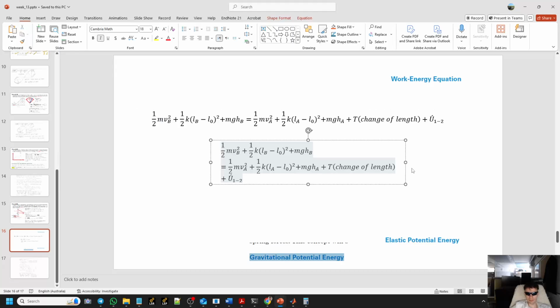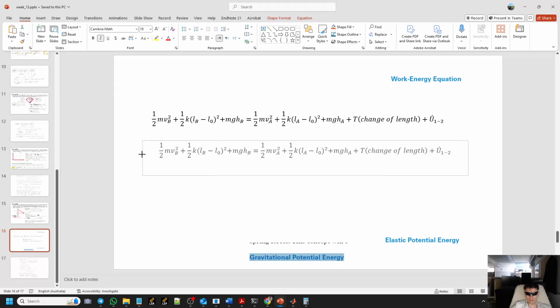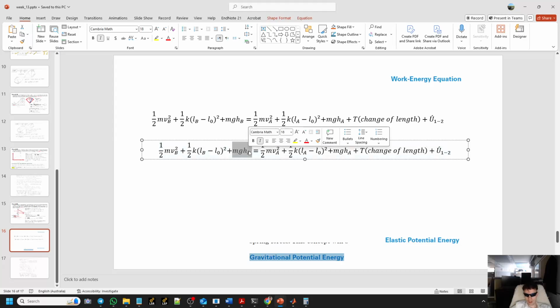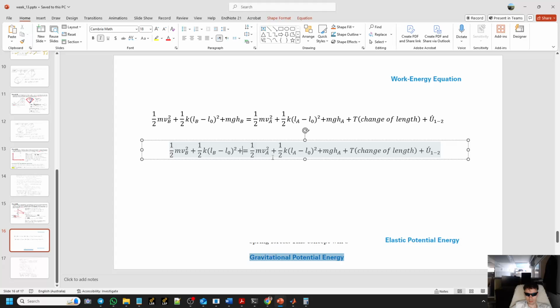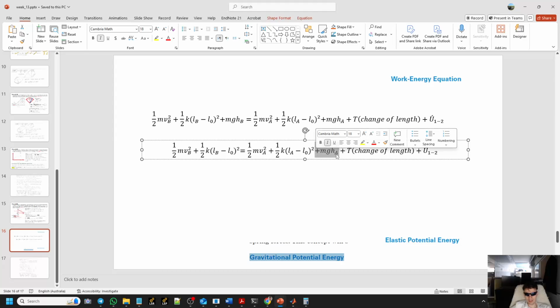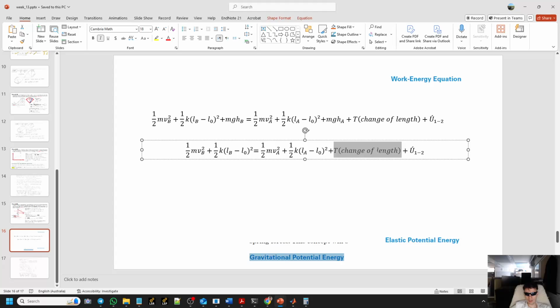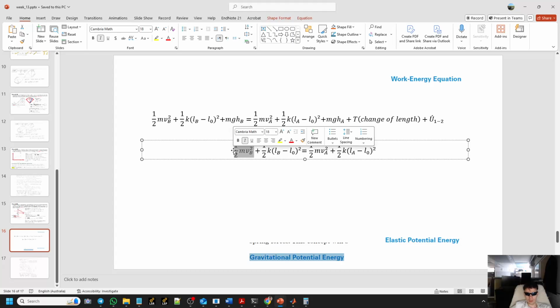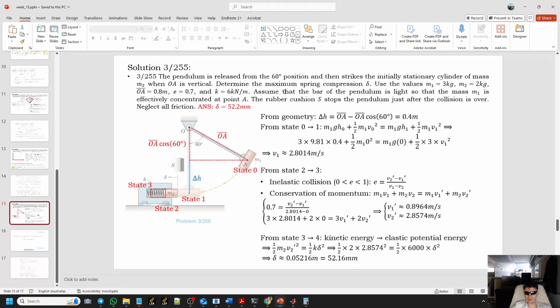This is the main formula. We don't have M G H B because if you put the datum lines, both of them have the same height, so this will be 0. We don't have any tension, this will be 0. We don't have any other forces, so this will be 0. The velocity at the end will be 0 because we want to reach the maximum compression. Maximum spring compression, yep.